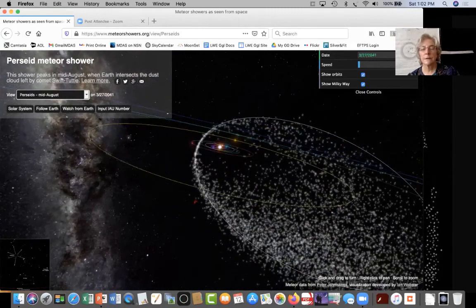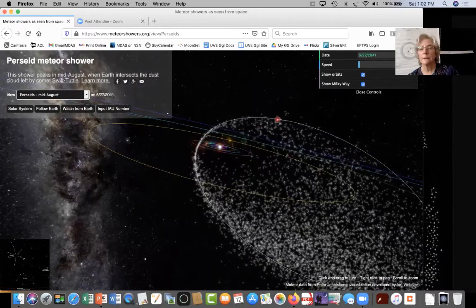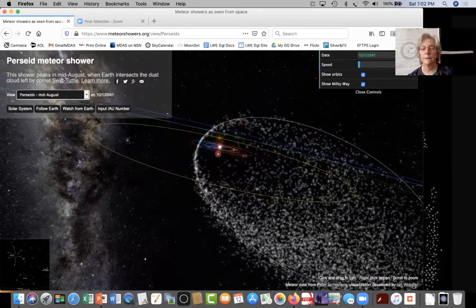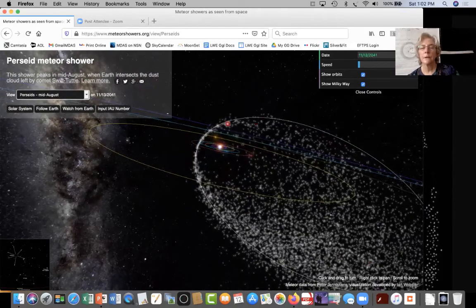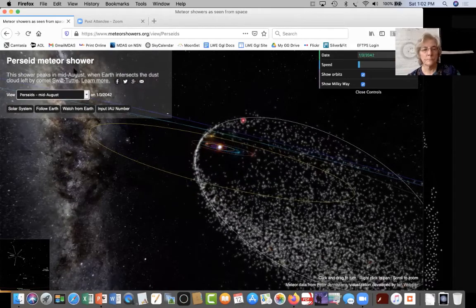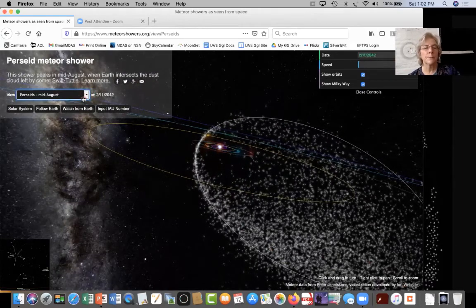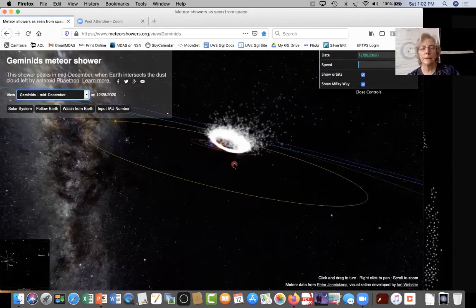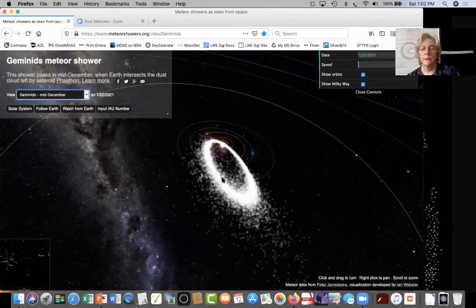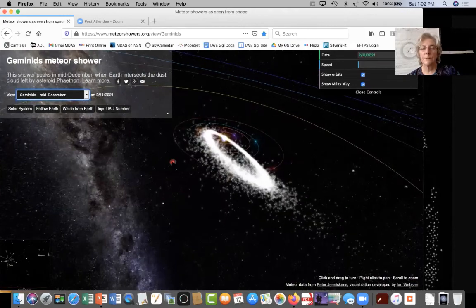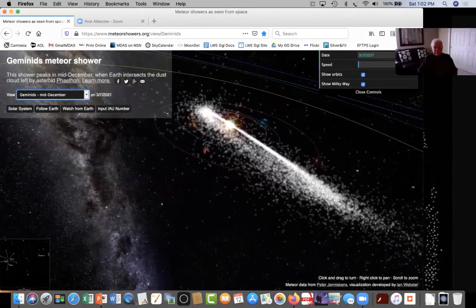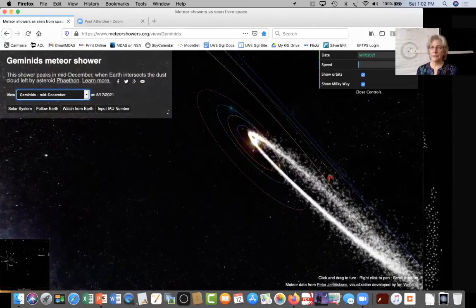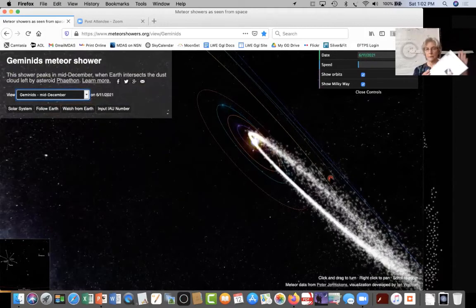But you can see that the comets are not coming in the same plane as the solar system. They have very elongated or elliptical orbits. But we've got the Geminids coming up in January, so let's take a quick look at that. Whoa, what's that, right? The Geminids is a meteor shower, but its parent is from the asteroid belt. It's an asteroid called Phaeton.